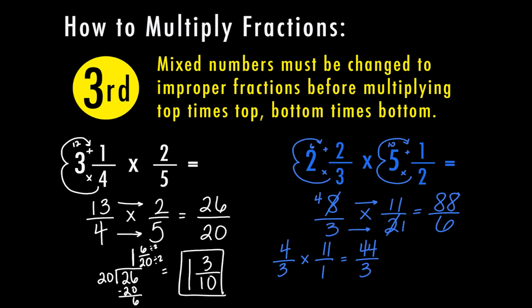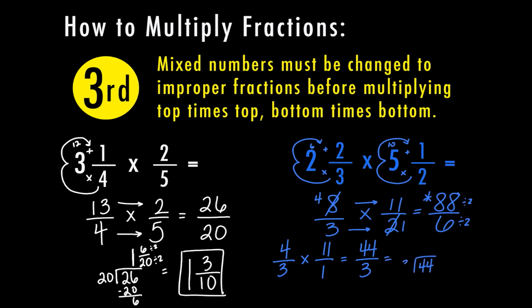Now, if you look back over here at our original answer before we cross-reduced, if I reduce 88 over 6 by 2, dividing both by 2, I end up with 44 over 3. The reason cross-reducing in the problem saves you time is because you're typically reducing smaller numbers rather than reducing large numbers. Now I still have to divide to change this to a mixed number.